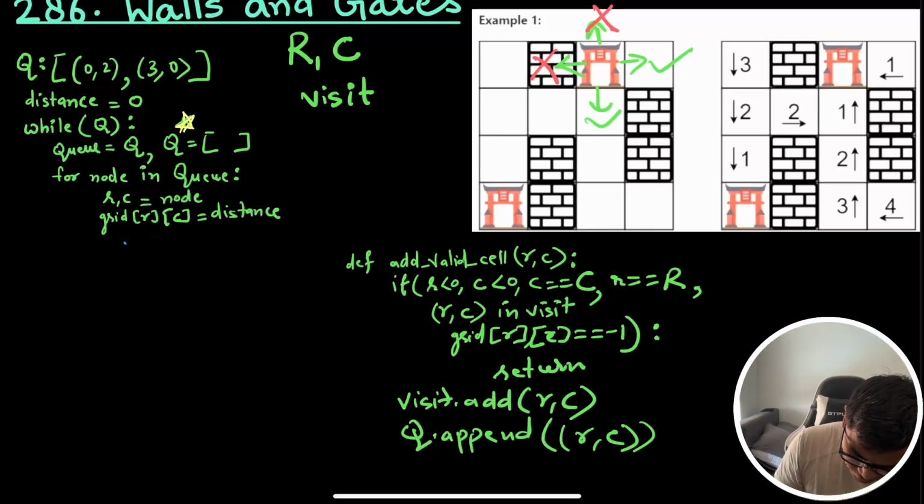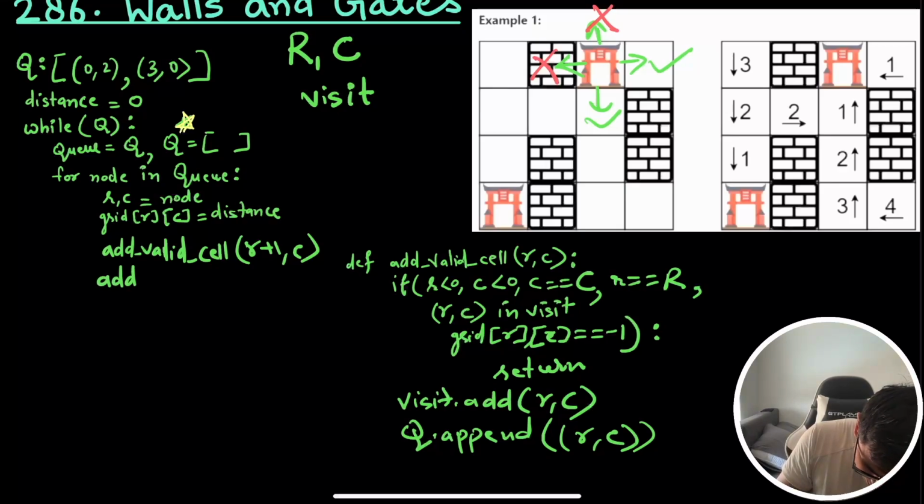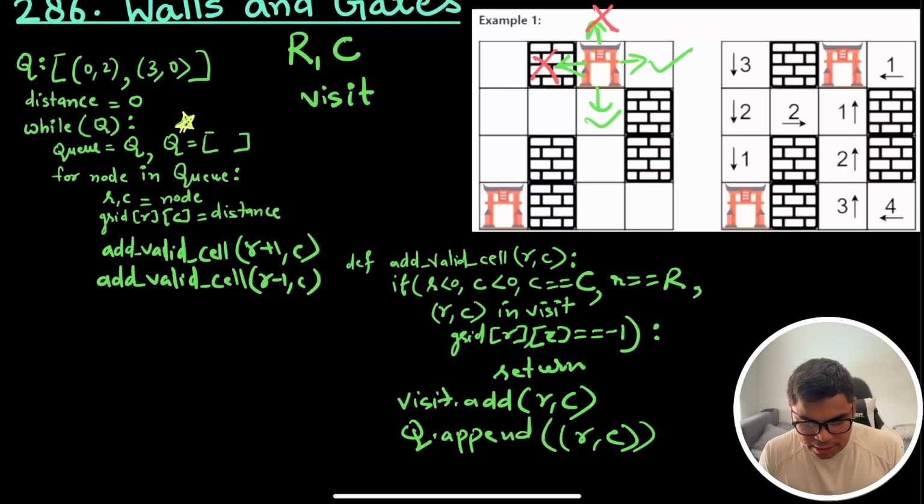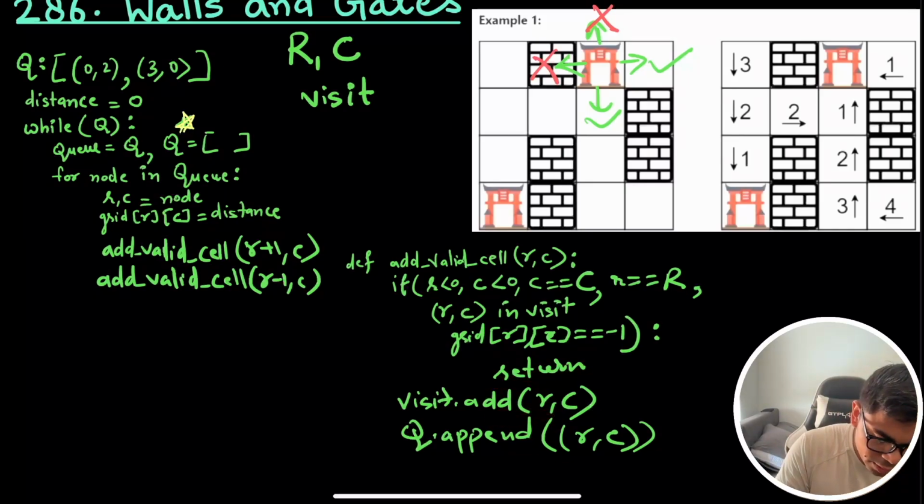No, I can't. Well, anyway, I'll just write it down. So add valid cell, then R plus 1 C, then I will do add valid cell R minus 1 C. So I'm just trying to add these neighbors and calling this helper function. If those are valid neighbors, then they will be added to the visit set. Otherwise we will just return from there, do not do anything.